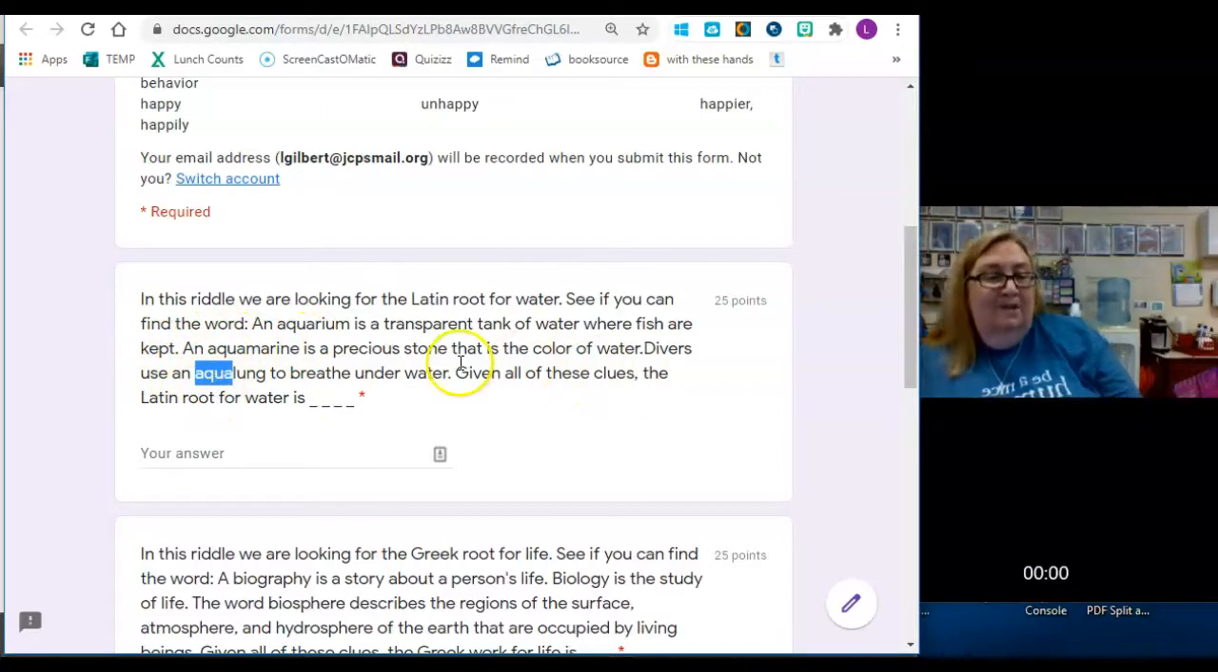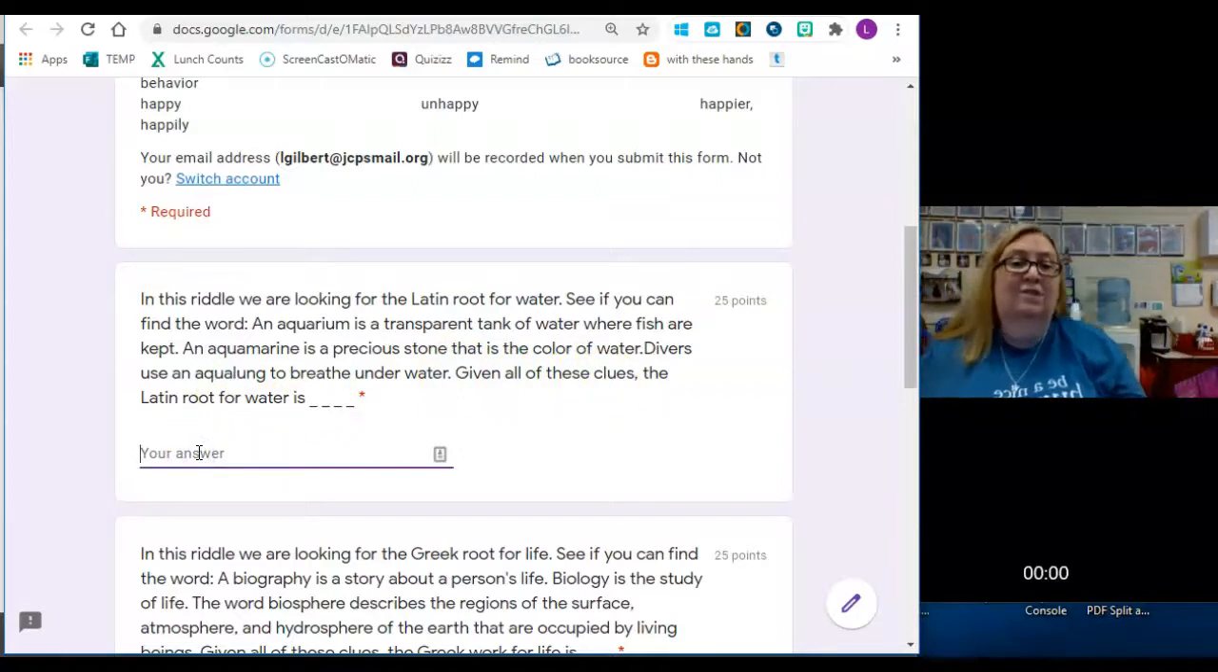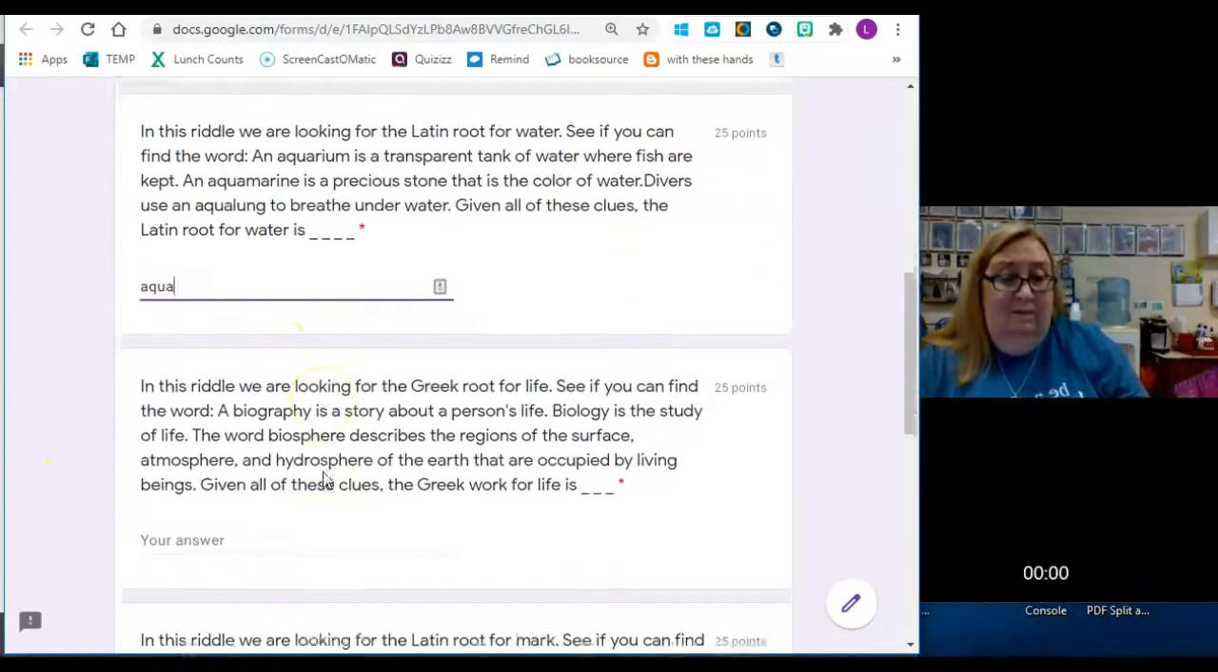So you have to answer this question. It says, given all of these clues, the Latin root for water is, and you click down here on your answer, and you're going to have to type today, and spelling counts. In all 3 of those words, they all begin with A-Q-U-A. And that is how you get that right. Okay? I don't think that's too hard of a riddle, do you? Look carefully at the words.